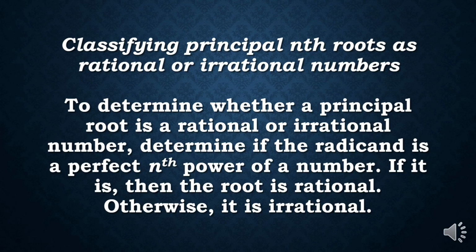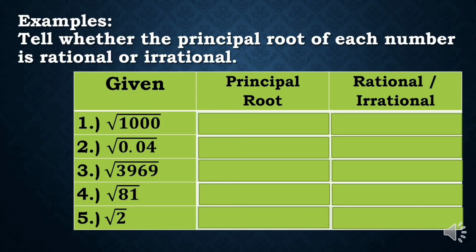So let us now proceed to classifying the principal nth root of a number as rational or irrational. Once again, to determine whether a principal root is a rational or irrational number, you need to determine if the radicand is a perfect nth power of a number. If it is, then the root is rational. Otherwise, it is irrational. Now let's have these examples.